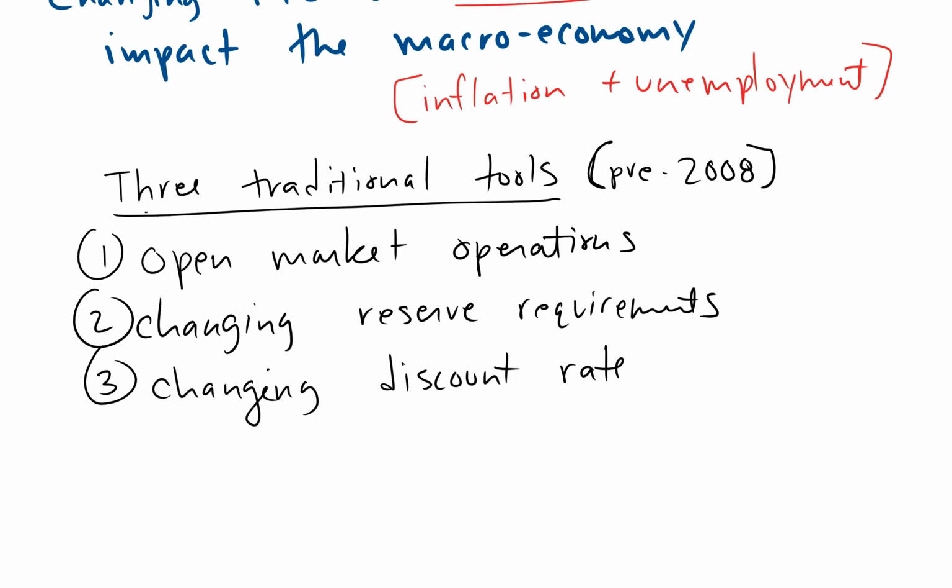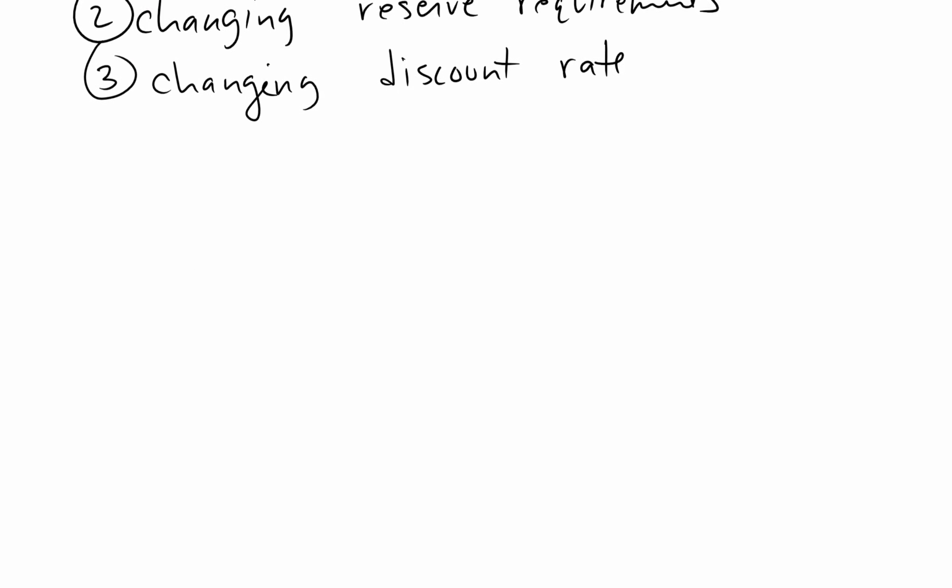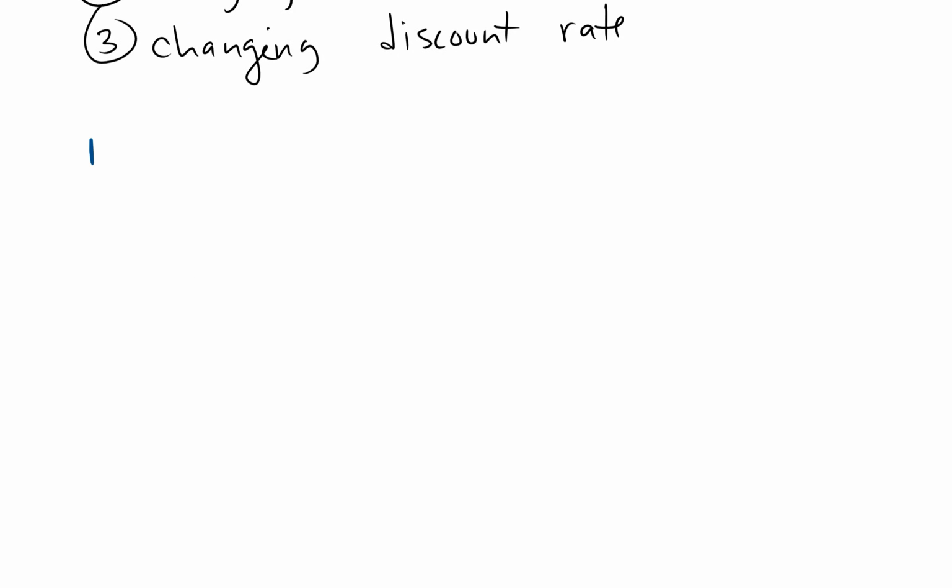Okay, so we're focusing on the first one, and this first one is the most important one, the most commonly used one. So we're going to focus a lot on this. The other two we're just going to touch on really lightly. Okay, so let's start with open market operations, or OMOs for short. Open market operations is the most used.